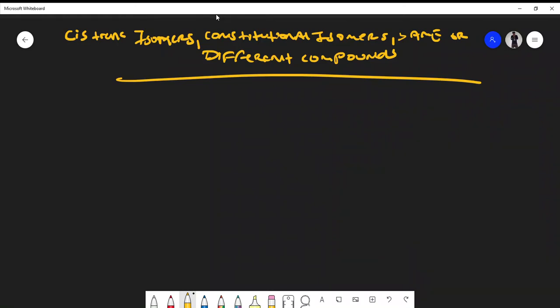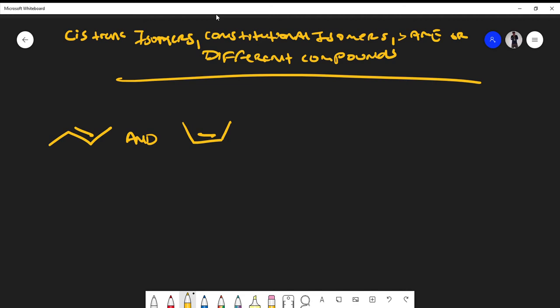So in this video, we're going to talk about how we identify cis trans isomers versus something like constitutional isomers, or whether it is actually the same compound that we're looking at, or something totally different. Typically in organic chemistry, you may be given some sort of differentiation on an exam, which is typical at the undergraduate level. So let's say on an exam, you're given these two compounds. And the professor asks you, are these cis trans isomers, constitutional isomers, or are they the same compound?